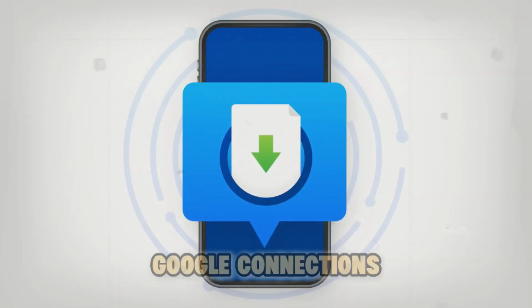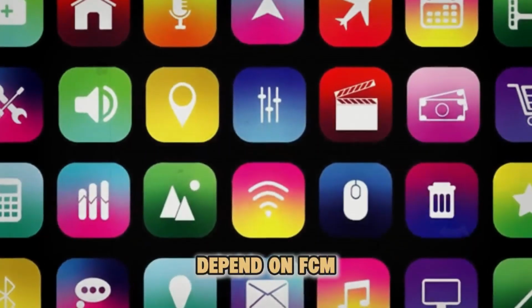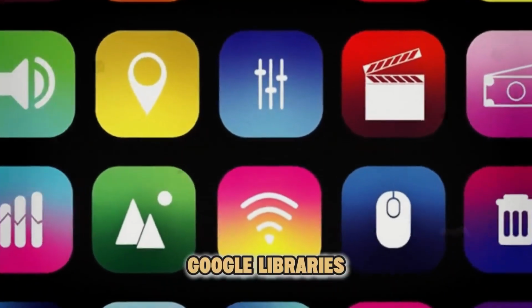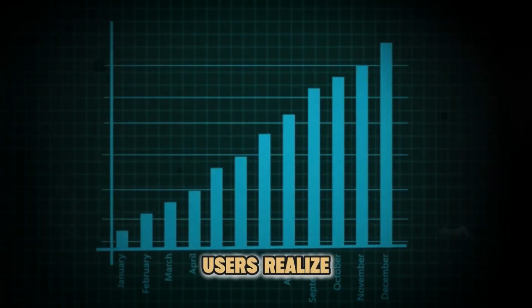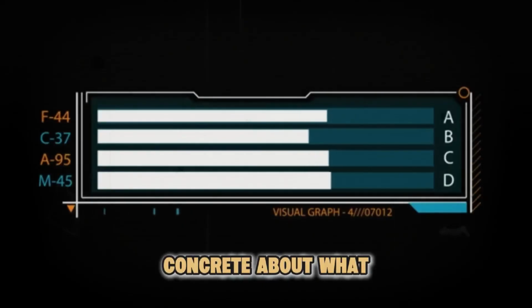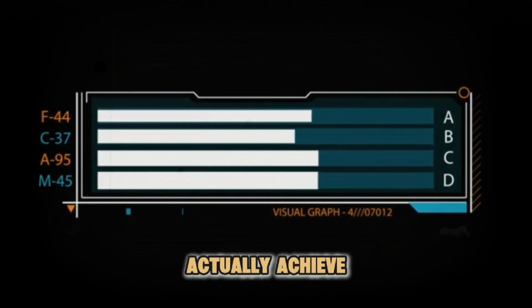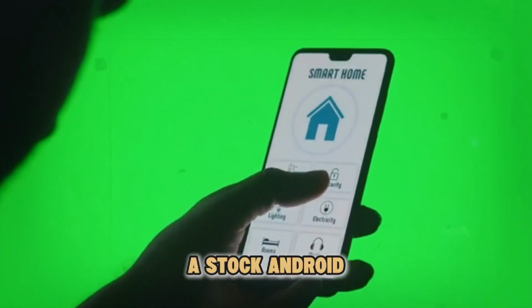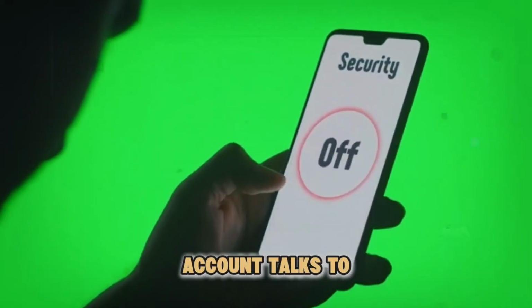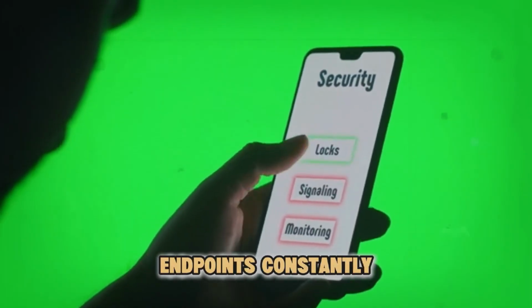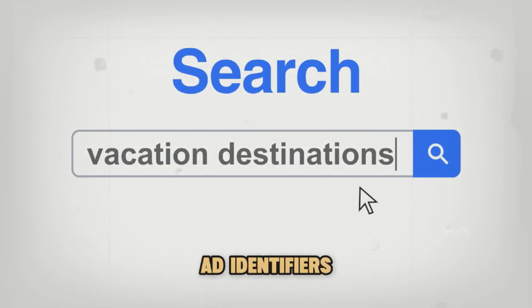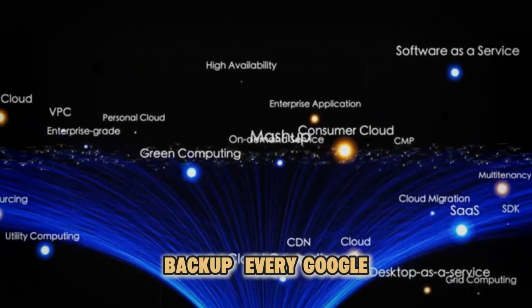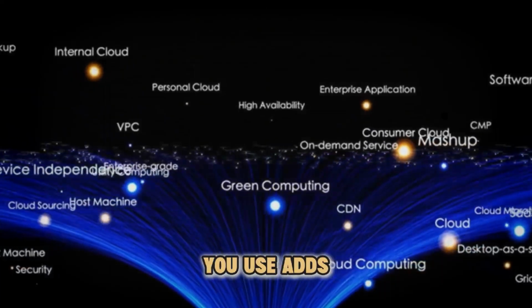Users who want to avoid Google connections entirely need to install only apps that do not depend on FCM and do not include Google libraries. This is a much smaller set of apps than most users realize. Let me be concrete about what different degoogling configurations actually achieve. A stock Android phone signed into a Google account talks to hundreds of Google endpoints constantly. Location history, search queries, app usage, ad identifiers, account sync, backup. Every Google service you use adds its own traffic.